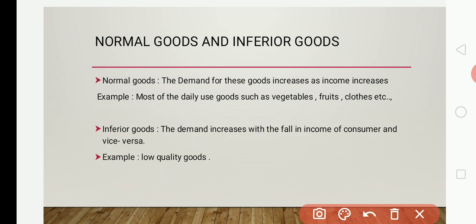For example, low quality goods. Certain consumers will prefer only branded goods. They will not compromise with the cheaper prices. When the income becomes lesser, they will demand more of the cheaper goods. When the income is more, they will demand less. Such a concept is called an inferior good.